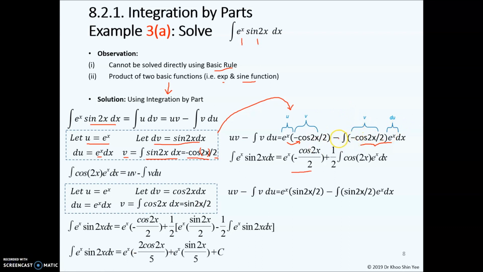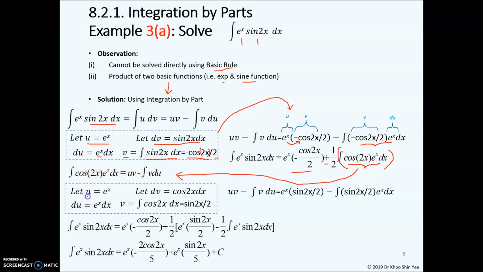So from here, negative, you get positive. So the remaining integration is quite complicated because you have a product between the cos function and the exponential function. So what we can do is continue the integration by parts. Okay, this integration, we continue with the integration by parts method.